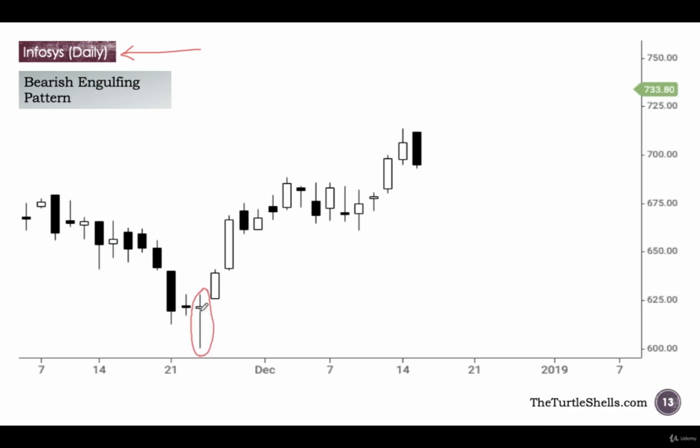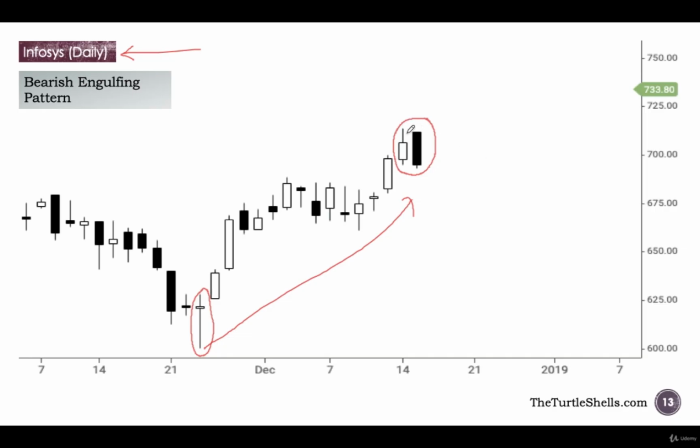I will be uncomfortable calling this a hammer because of the upper shadow. Ideally, I wouldn't want an upper shadow. But nonetheless, the lower shadow is more than twice the height of the real body. So that's the hammer. That is where the trend started. It went up and now you have a bearish engulfing pattern. The black real body completely engulfing the prior white real body.